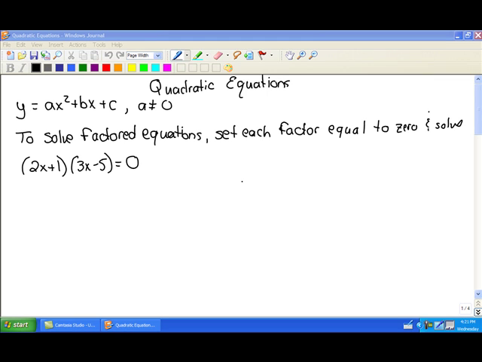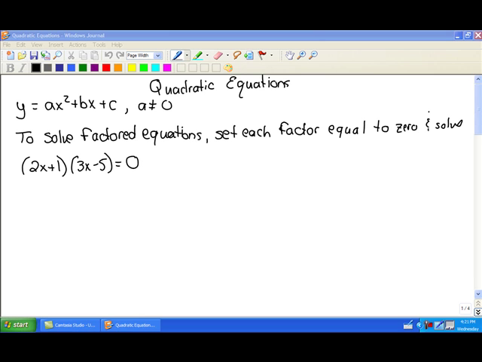In this section, we're going to look at quadratic equations. Quadratic equations are in the form of y equals ax squared plus bx plus c, where a, b, and c are always real numbers, and a is not allowed to equal 0. A is always going to be the coefficient of the x squared, b is always the coefficient of the plain x, and c is going to be your plain constant.